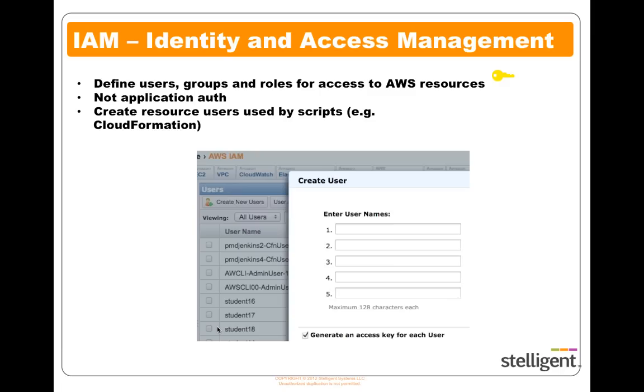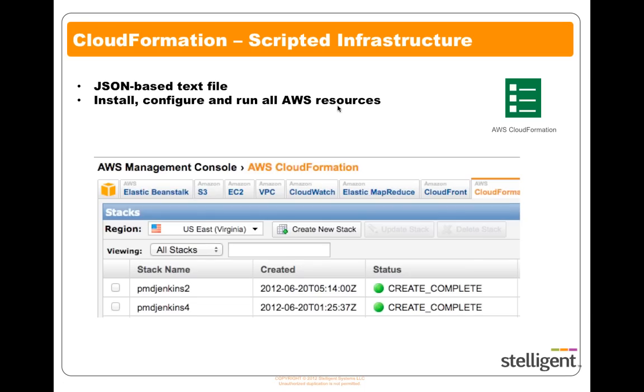Then access management, IAM. Talked about this briefly, but you can define users and groups and roles for access to AWS resources. And just to emphasize that this is not application authentication. This is only access to EC2 resources, to AWS resources. You can create these users using scripts as well. So you can do it through CloudFormation as an example.